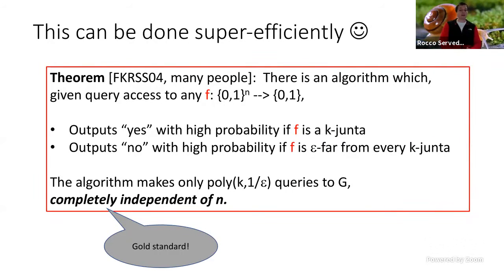You make a number of queries to F, a number of queries which is completely independent of the ambient dimension, the a priori size. There's no dependence on n. The number of queries required depends only on k and on the accuracy parameter epsilon. And that's really the gold standard that's sometimes called constant query testability in property testing. That's what we really want.